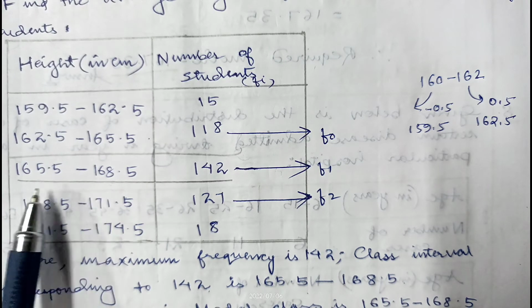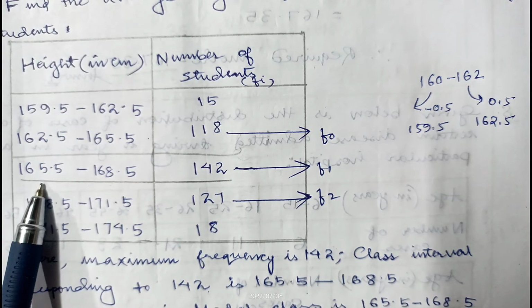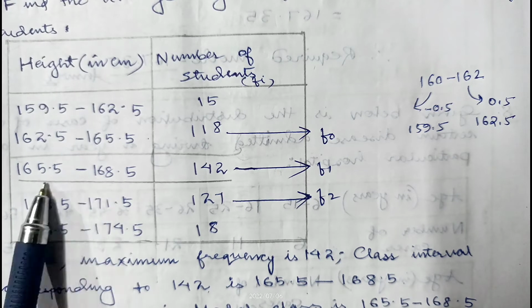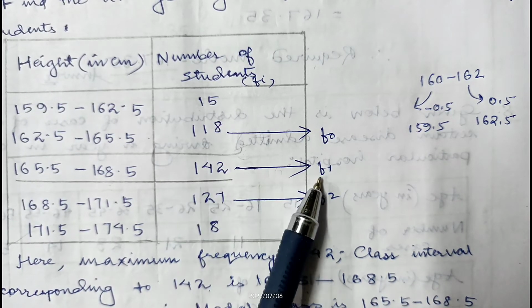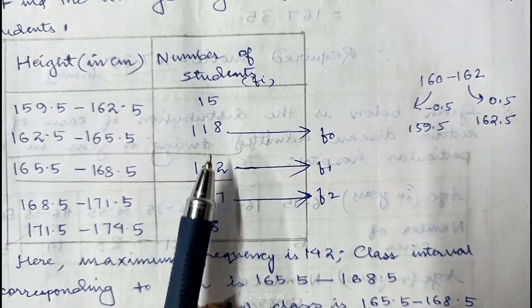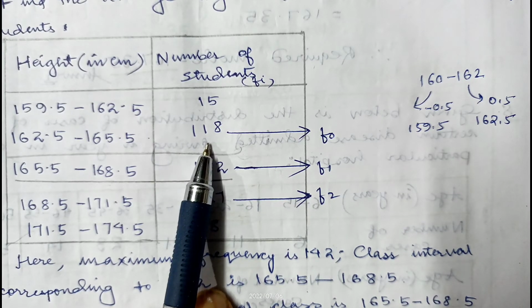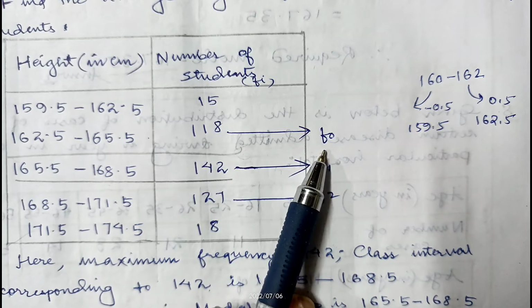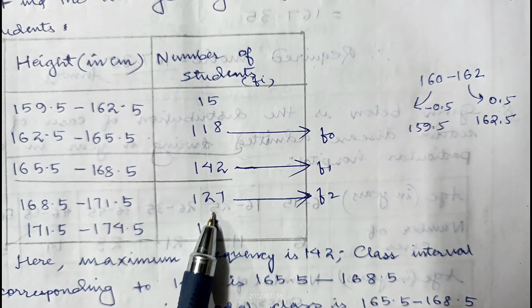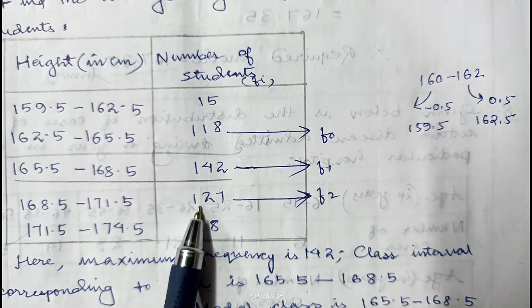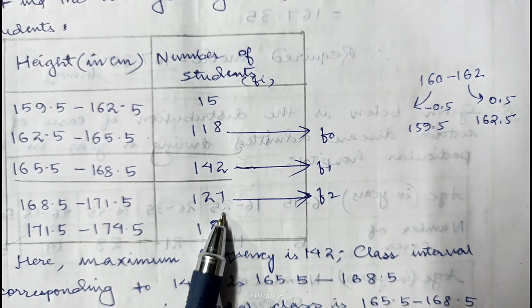168.5 minus 165.5 will give 3. So the height of the class is 3. This is the frequency of the modal class, so F1 will be 142. The frequency of the preceding class is 118, so F0 will be 118. And the frequency of the succeeding class is 127, so F2 will be 127.